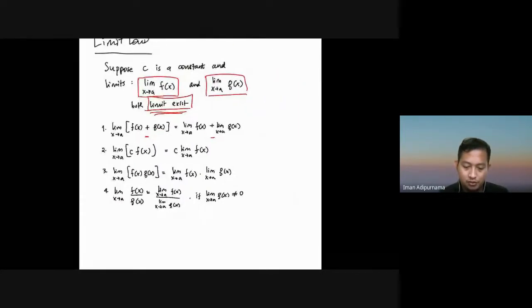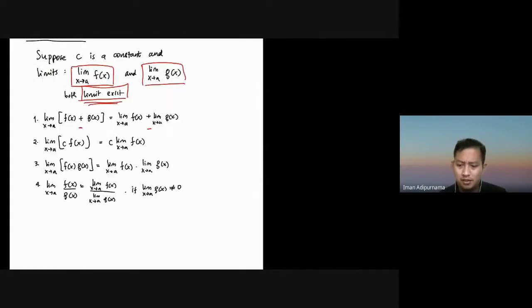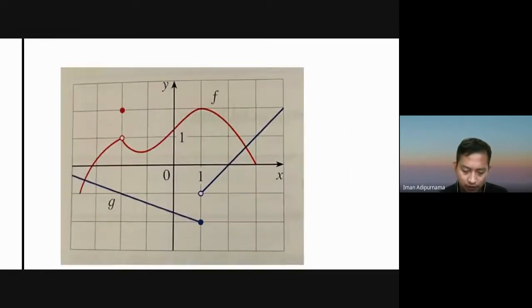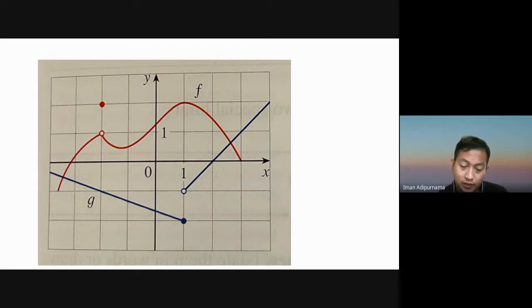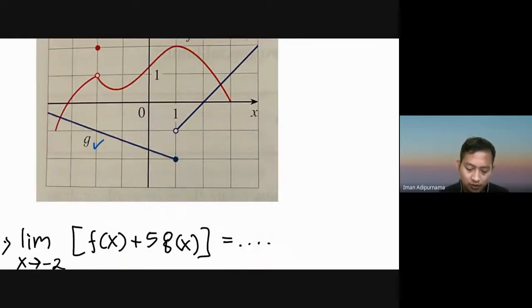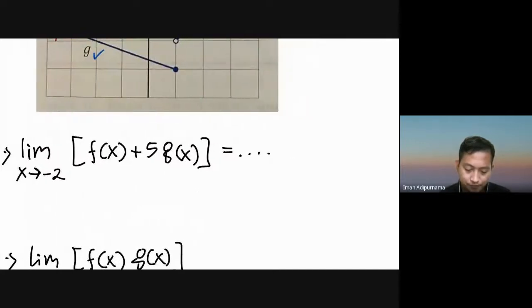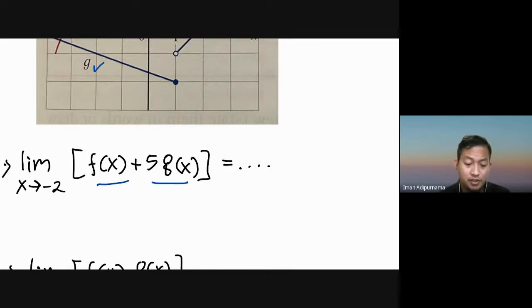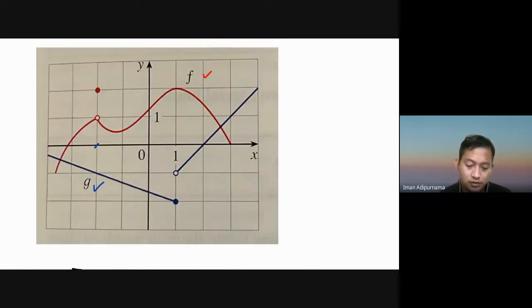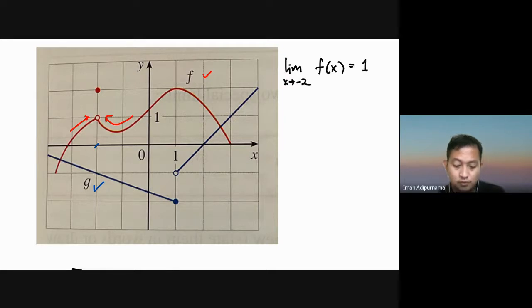All right, let me go to some intro example. Looking at this function here, we have the red curve, the f, and the blue curve, g. And let's look at the question here. We have the limit as x approaching -2. First, for the f, because both sides approach the same value, we can simply say that as x approaches -2, f of x will result in 1, right?